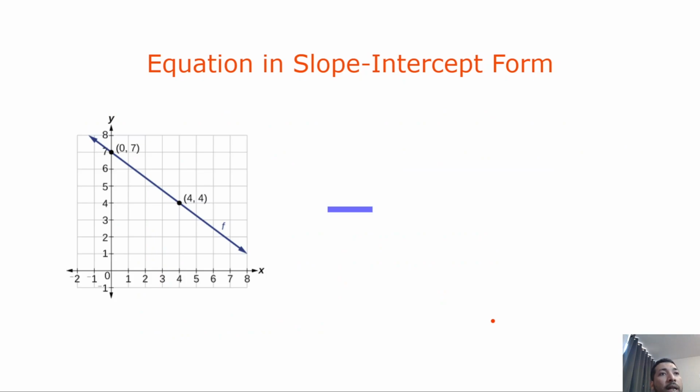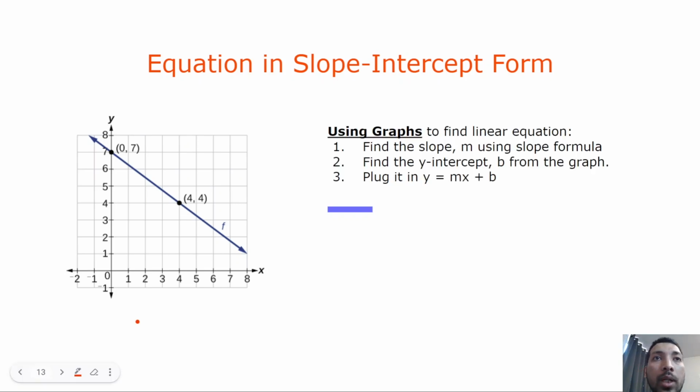Now let's see how we can find the equation from the graph. In this case, we have 2 points on the graph. Let's see the step-by-step strategy for finding the equation for this line. Whenever we are presented with a graph, to find the linear equation, we first find the slope using the slope formula, and then we find the y-intercept from the graph, and then we plug it in the y equals mx plus b form. So let's do this step by step.